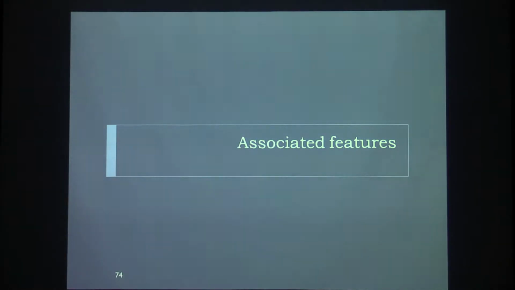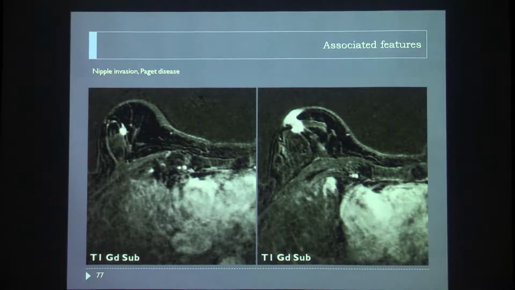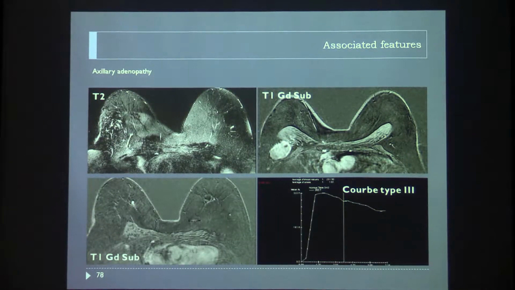It was a hamartoma. Associated features didn't change so much, so we still have the nipple retraction, like in this example. We still have the nipple invasion with Paget disease. You can see this mass here and the Paget disease here with this nipple invasion.